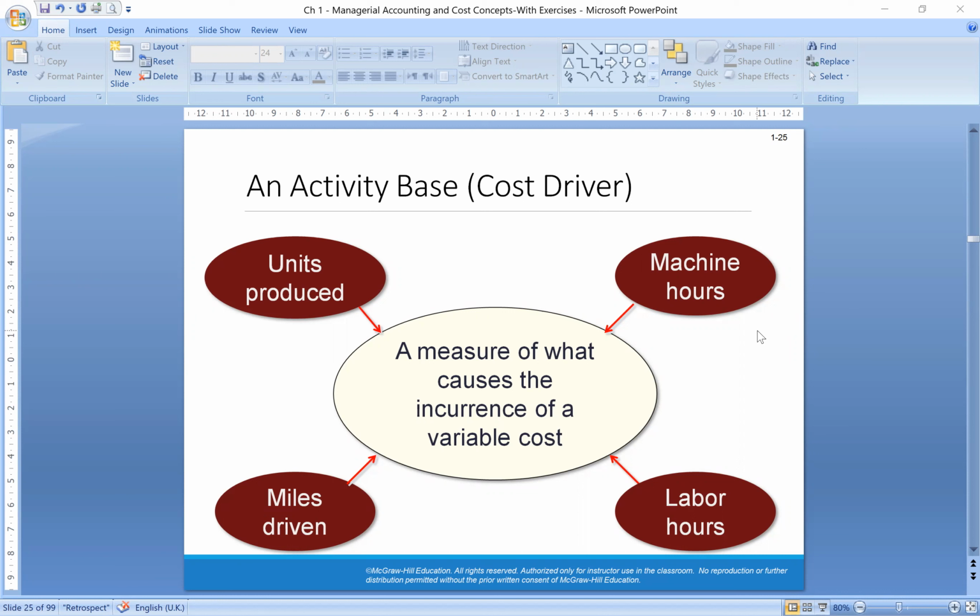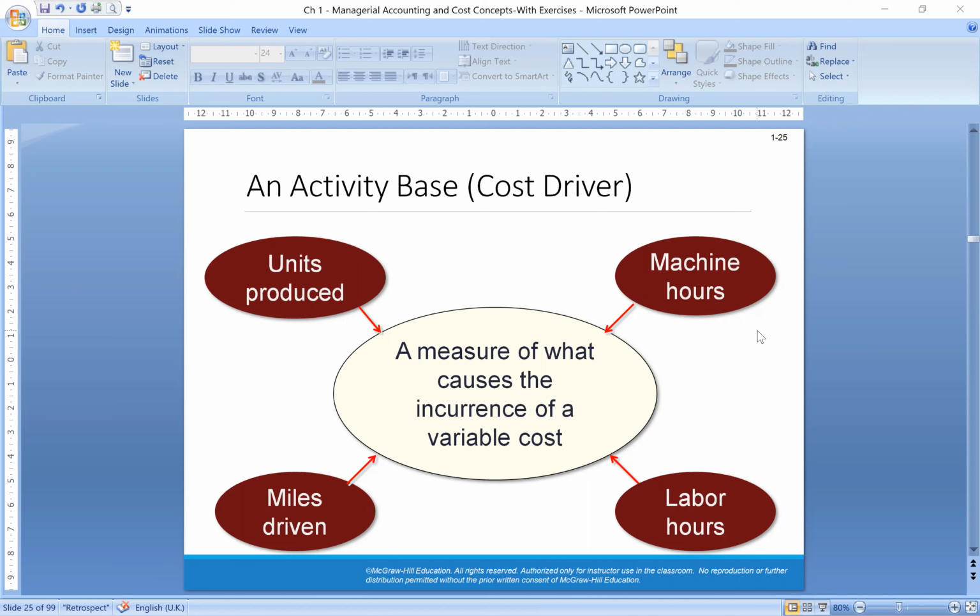And remember that the wood in this case is a variable cost. If we think about machine hours, then if the machine works more, then the cost will be more. So what causes the costs? It was the machine hours. Okay, so again, the machine hours will be the cost driver, which is the reason or the cause for the incurrence of the variable cost.